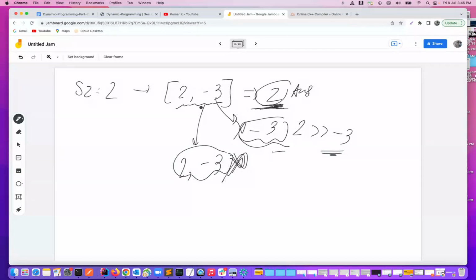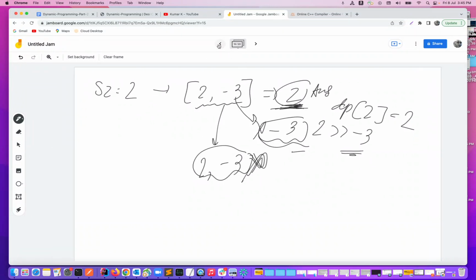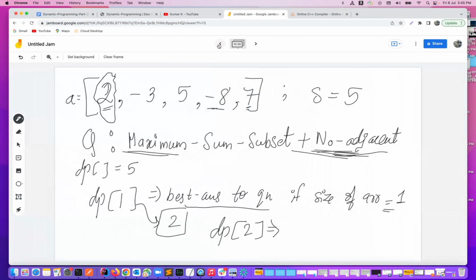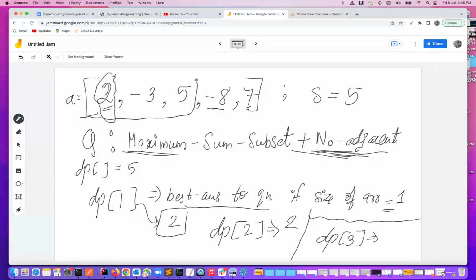Got it, guys? So if the size is 2, the answer will be 2. So dp of 2 is 2. So we have calculated dp of 1 and dp of 2 till now. Now you guys can take a pause and think about dp of 3. I will give some hints. First focus on the meaning of dp of 3. What is the meaning of dp of 3? It means what would be the best answer if the array was only of size 3?